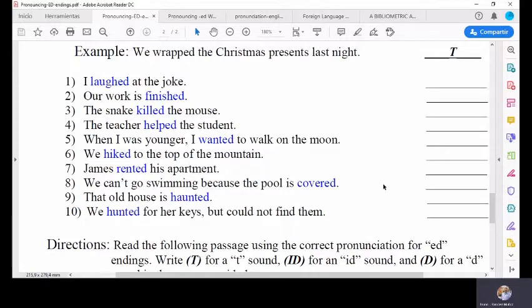I laughed at the joke. Work is finished. The snake killed the mouse. The teacher helped the student. When I was younger, I wanted to walk on the moon. We hiked to the top of the mountain. James rented his apartment.